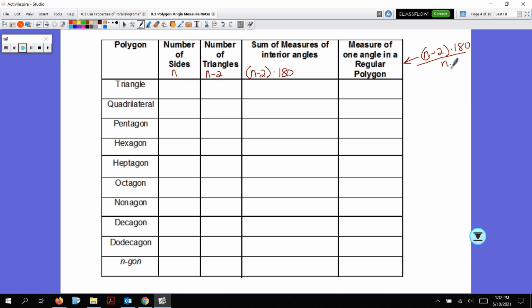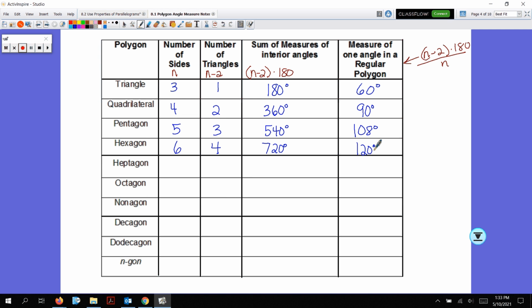So in the beginning, it's pretty simple. A triangle has 3 sides. It is one triangle. The interior sum is 180 degrees. The measure of each angle, if it's regular, is 60. A quadrilateral has 4 sides. Number of triangles, 4 minus 2, so 2 times 180 is 360 degrees. 360 divided by 4 is 90. A pentagon has 5 sides. 5 minus 2 is 3. 3 times 180 is 540 degrees. 540 divided by 5 is 108. A hexagon has 6 sides. 6 minus 2 is 4. 4 times 180 is 720. 720 divided by 6 is 120. So each interior angle is 120 degrees.